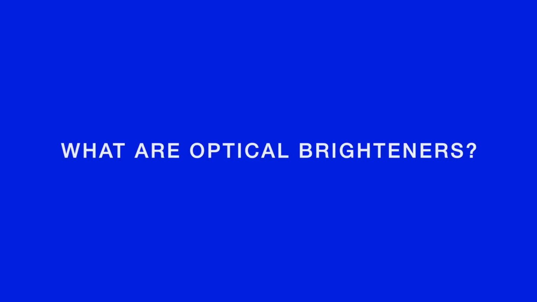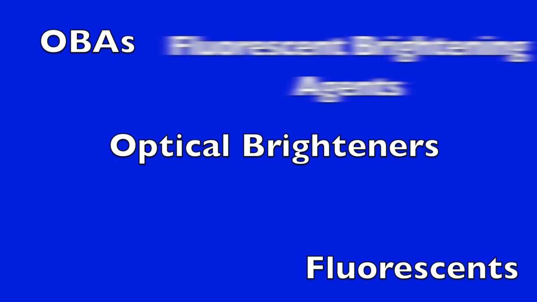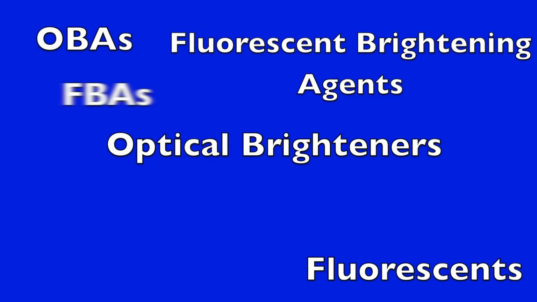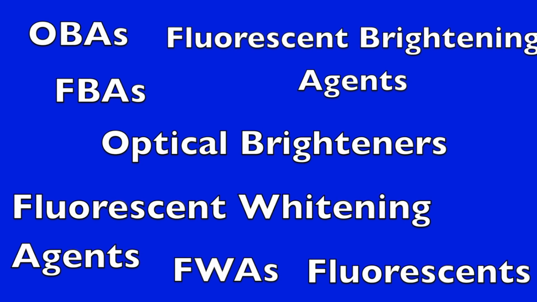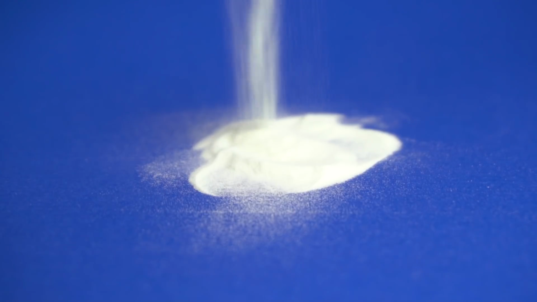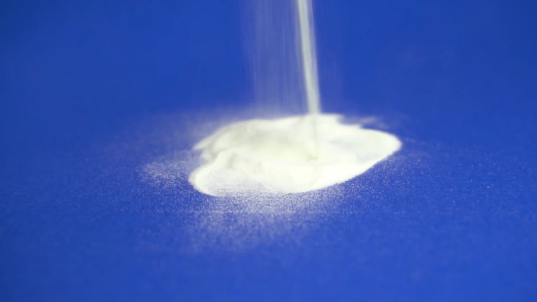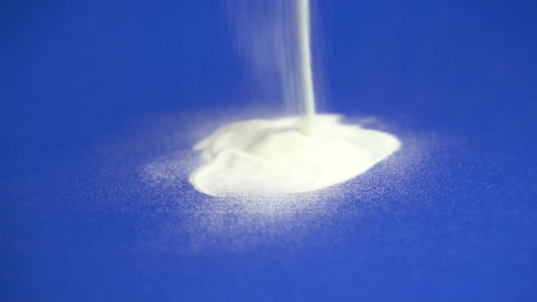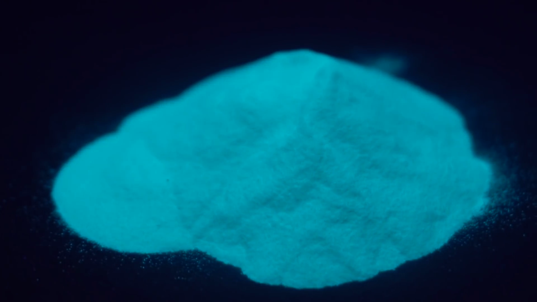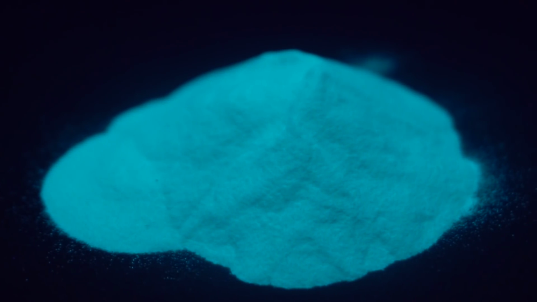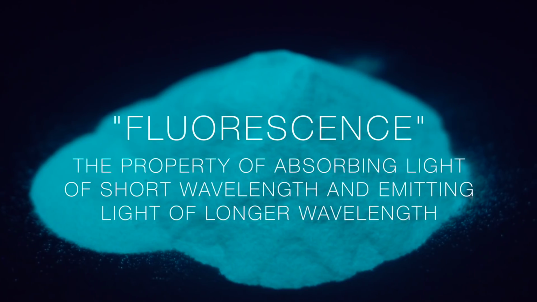What are optical brighteners? There are many names for optical brightening agents: OBAs, optical brighteners, fluorescents, fluorescent brightening agents, FBAs, or fluorescent whitening agents, FWAs. OBAs are chemical compounds that absorb light rays in the ultraviolet spectrum, which, to the human eye, are virtually invisible. When optical brighteners come into contact with full spectrum light, they absorb the UV component of the spectrum and a chemical reaction takes place. This is known as fluorescence.